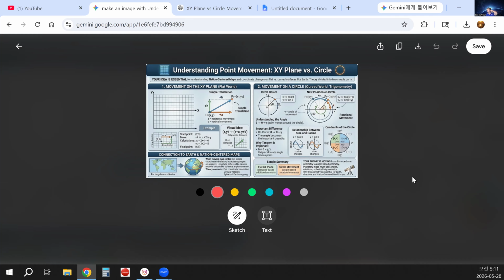Movement on the circle: we know theta, and x equals cosine theta, and y equals sine theta, with the radius. If we change the position by gamma, we get a new position on the circle, and we add theta plus gamma. And then there is the theory about plus and minus, and the degrees: 0 to 90, 90 to 180, 180 to 270, 270 to 0.